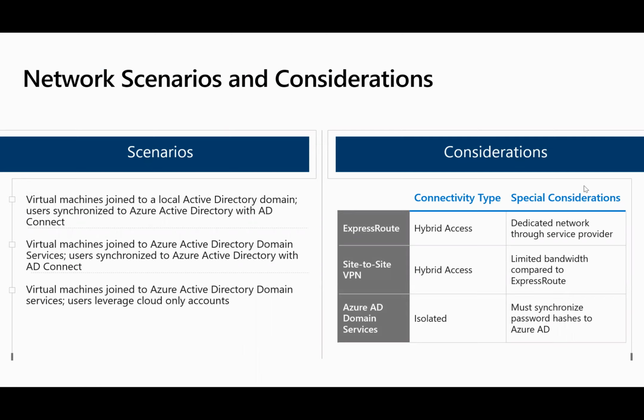So here are some of the scenarios that I was just talking about via the network scenario and how you would join devices to different infrastructure. These devices, these virtual machines, do have to be joined to Active Directory of some sort. So it can be your local Active Directory infrastructure. It can be Azure Active Directory Domain Services. It cannot be just Azure Active Directory. That does not fulfill the requirement. So at least one of those needs to happen.